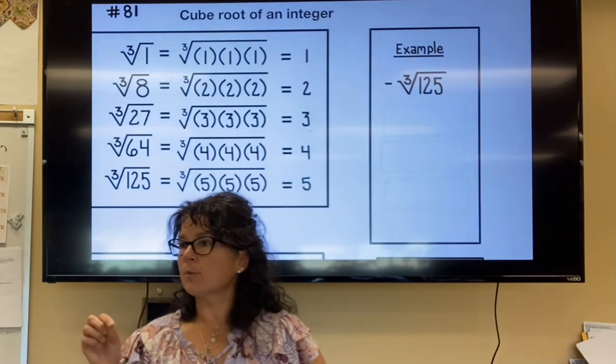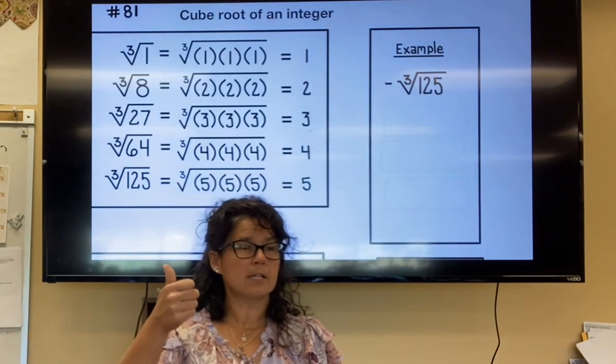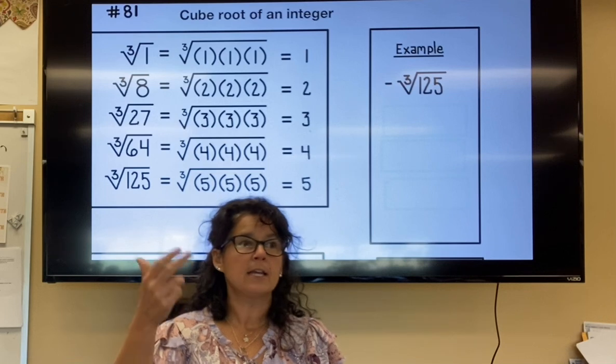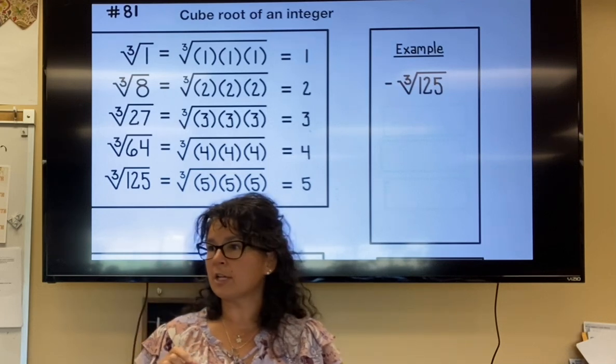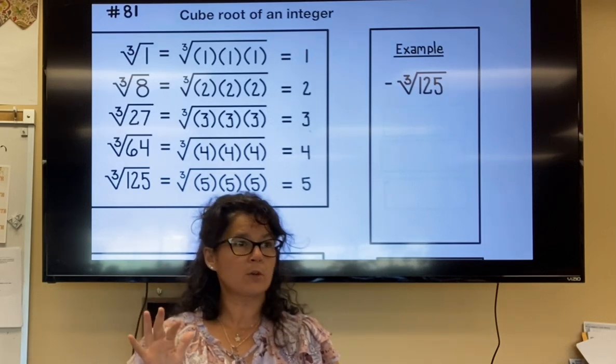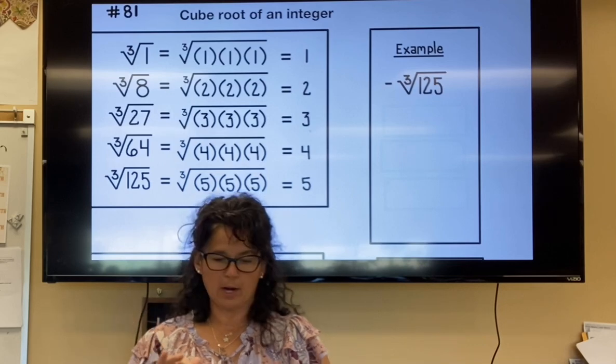Okay, so if it's a cube root, you're saying what number times itself again gets me back to the number underneath the root. Just a little bit of vocabulary, the number under the root is called the radicand.